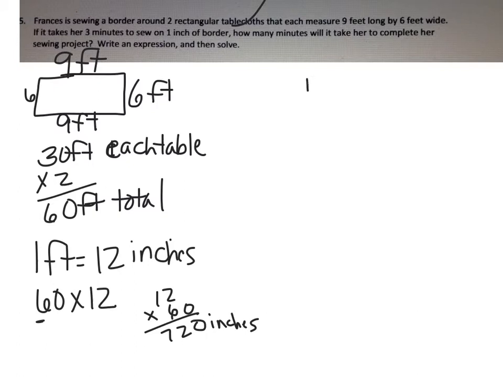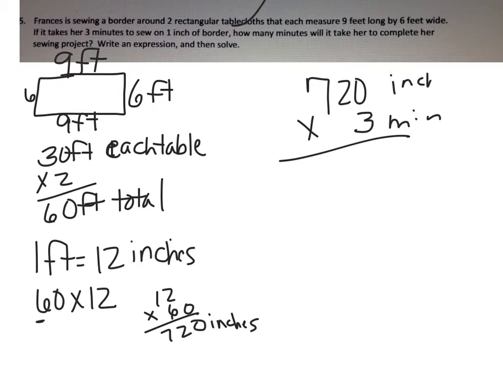Now I can say 720 times 3, because there's my minutes, and there's my inches. So 720 times 3. 3 times 0 is 0. 3 times 2 is 6. 3 times 7 is 21. It takes her 2,160 minutes, and I'm going to write that sentence.